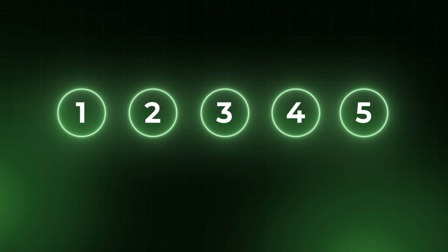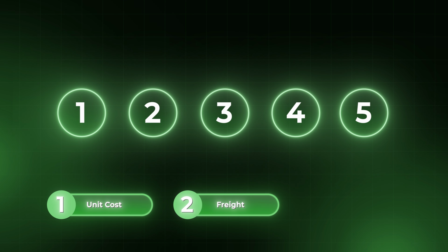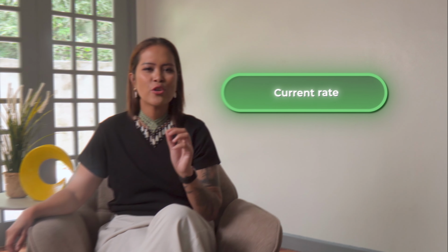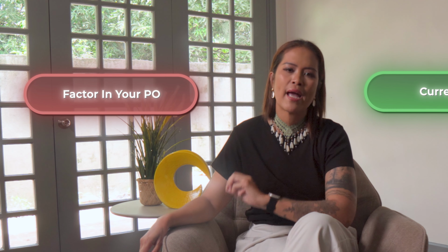Now, 5 steps. Pull your last confirmed landed cost. Break it into 3 parts: unit cost, freight, and the tariff line separated out on its own. Because the tariff line is the only piece that just moved, and if you don't isolate it, you cannot tell how much of your cost problem is actually a tariff problem versus a freight surcharge or a supplier increase that has nothing to do with Washington. Find your current rate, the specific country percentage, not a number from a headline. Rebuild it. Then write down the date you did the calculation.